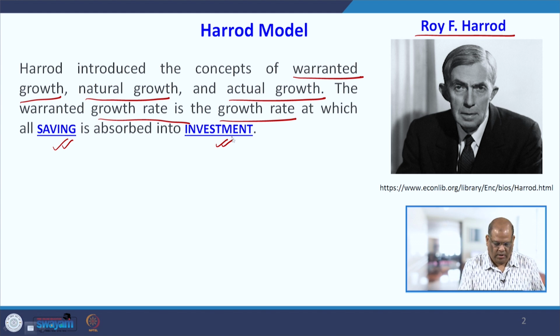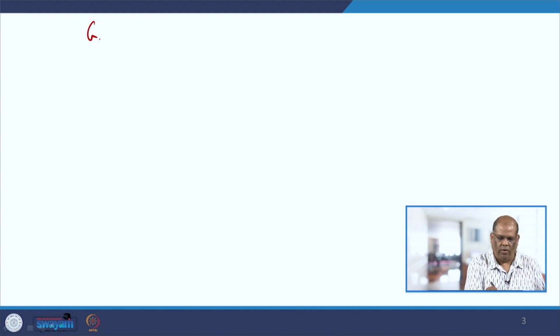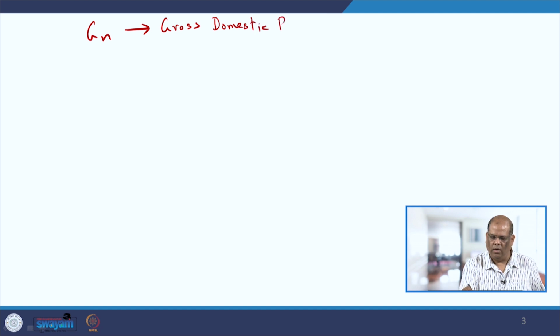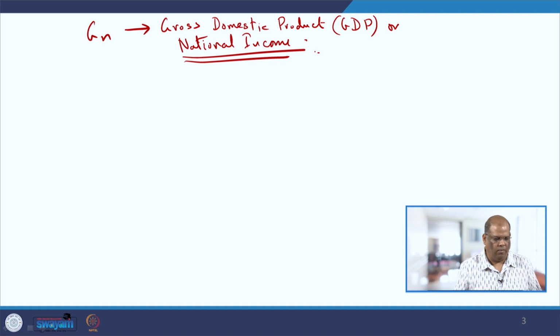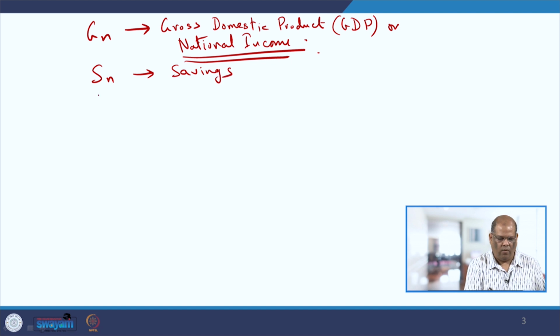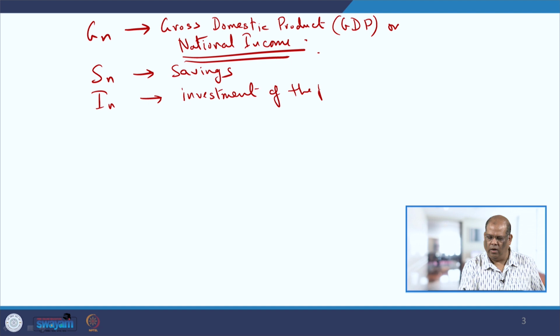So, he has three variables defined. The first one, let us denote by Gn, which is called gross domestic product, GDP, or national income. So, we use the word, say, national income. Then you have savings and you have investment. Savings of the people, investment of the people.